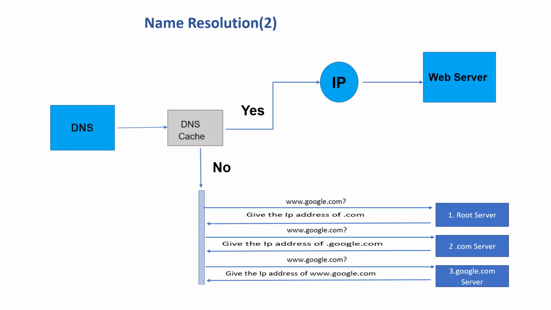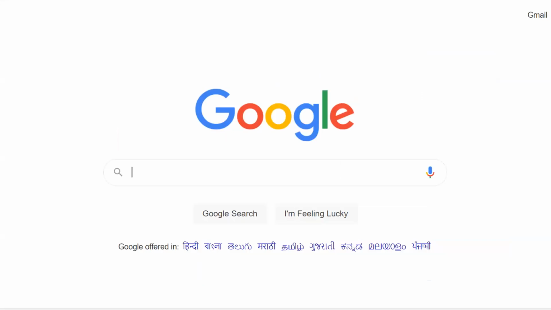Once the DNS gets the IP address, it will store this IP address in its own local cache, so that in future, if someone else is doing the query, it can easily give it from its own local cache. Further, it will give the IP address to the browser, and the browser will get the MAC address using ARP, and after that it will connect to the web server and fetch the web page, and ultimately we will get the Google web page. So that's all, guys.